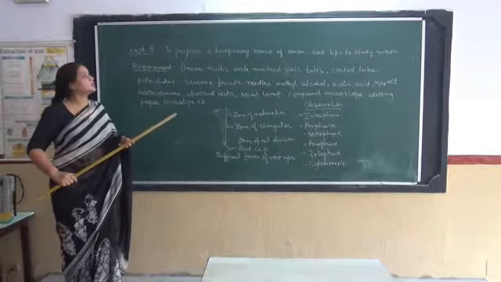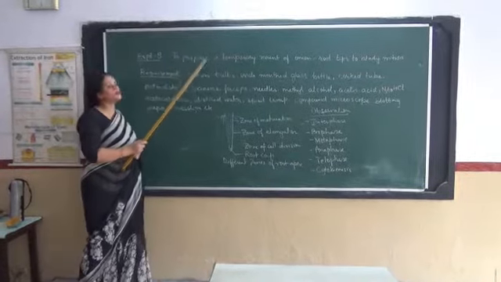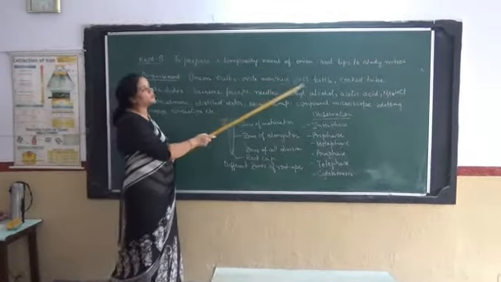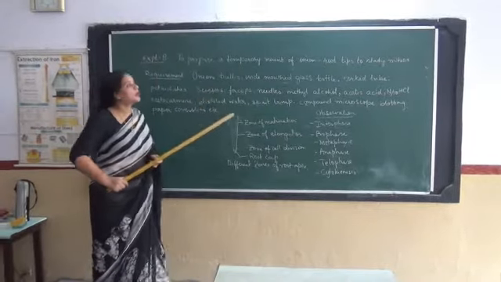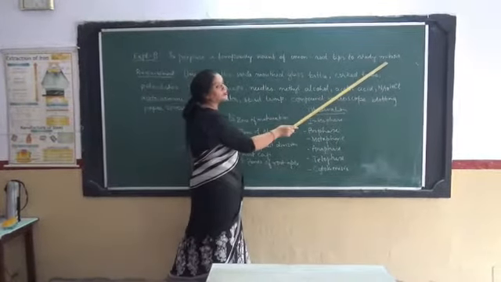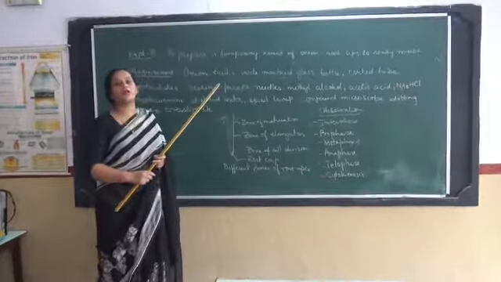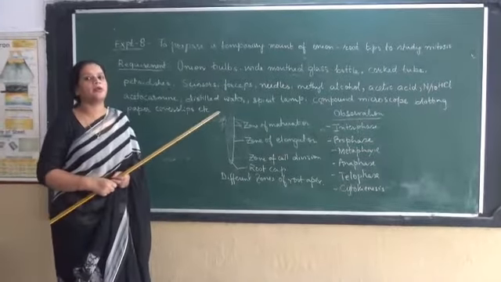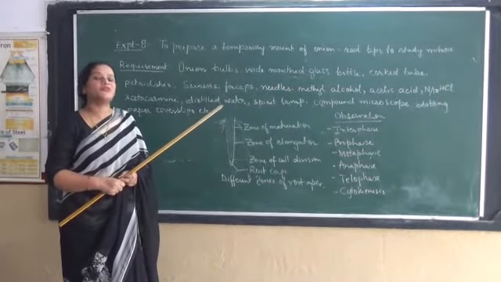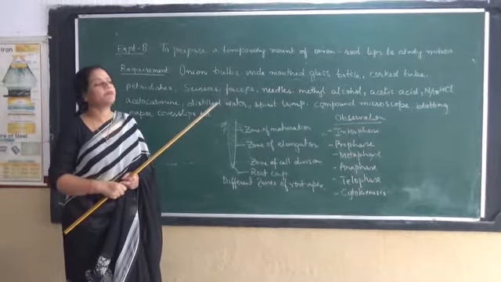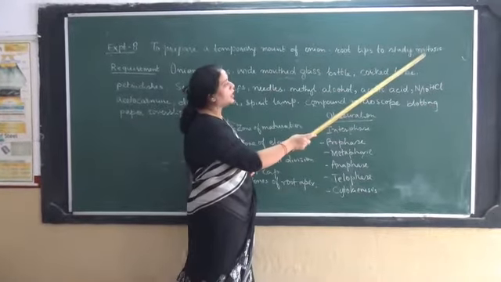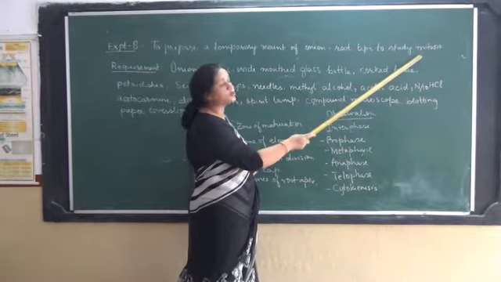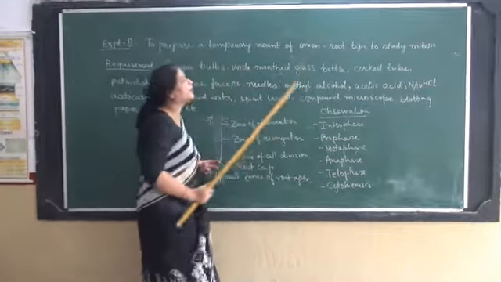Good morning, students. Today's practical is to prepare a temporary mount of onion root tip to study mitosis. Mitosis is a type of cell division which is also known as equational division because the chromosome number remains constant between the parent cell and the daughter cell. It is used for bringing growth, and in some organisms it is also used as a mode of reproduction.